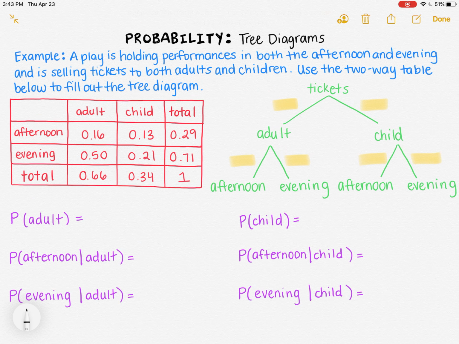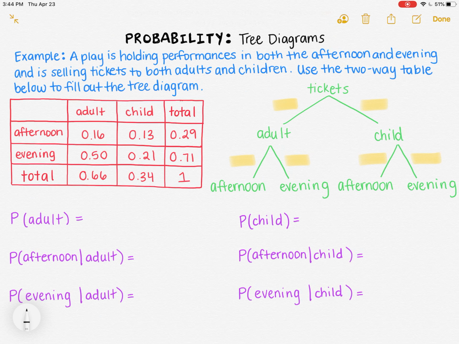This two-way table is filled with decimal probability values. So instead of telling us the number of people in each category, this tells us the probability of someone falling into each of the categories in the table. For that reason, our total is adding up to 1 because our probability values always need to add up to 1. Now, this is actually going to make it a lot easier to fill out the probability values in our tree diagram because the table is already converted to probability values.